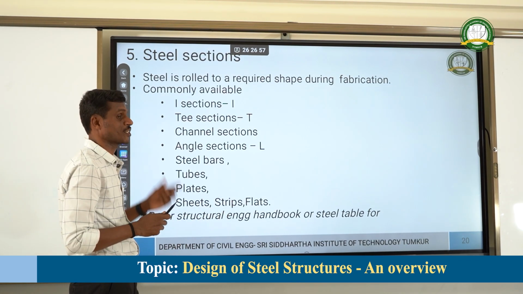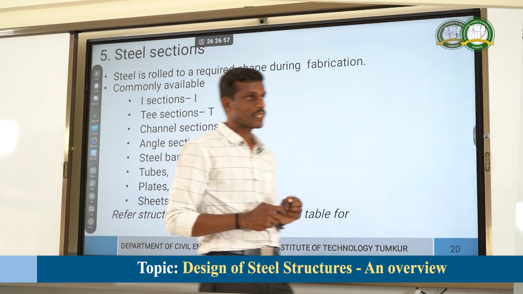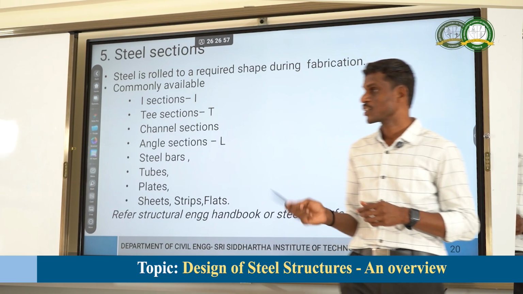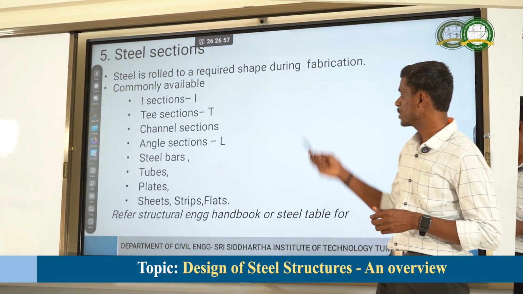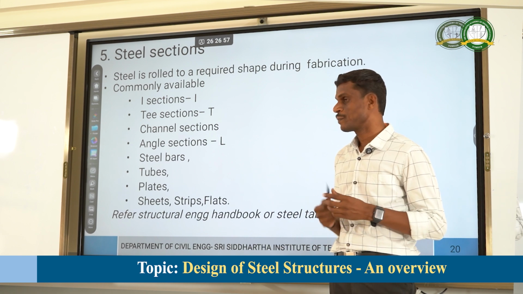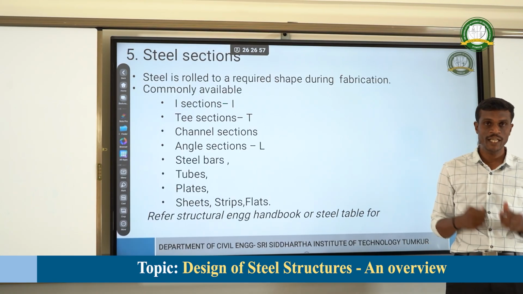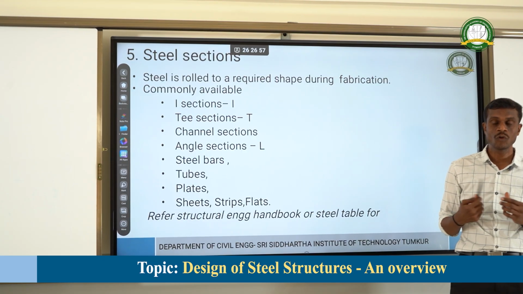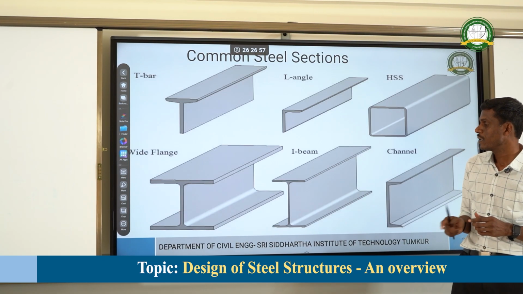So, coming to the steel sections. Various types of steel sections are available. What are they? That is I section, channel section, C section or angle sections. They are manufactured based upon requirement. Steel bars, steel tubes, steel flats and rolled sections are used as the connection requires.